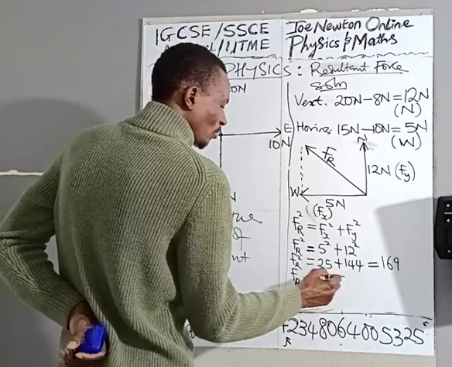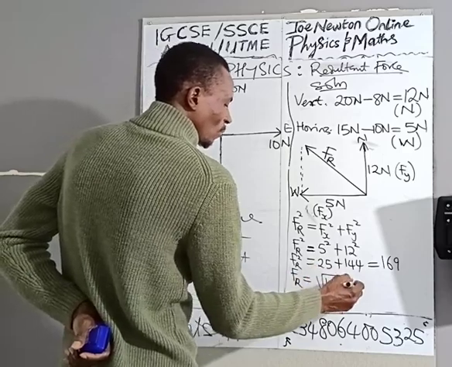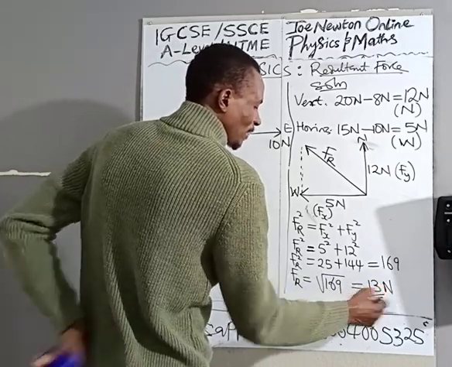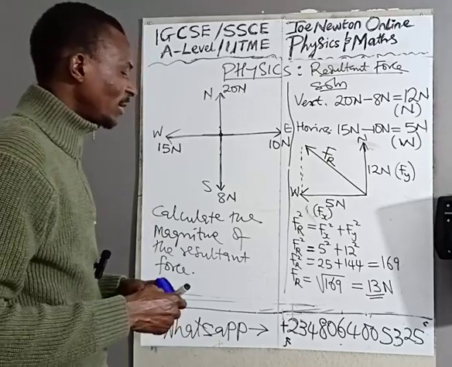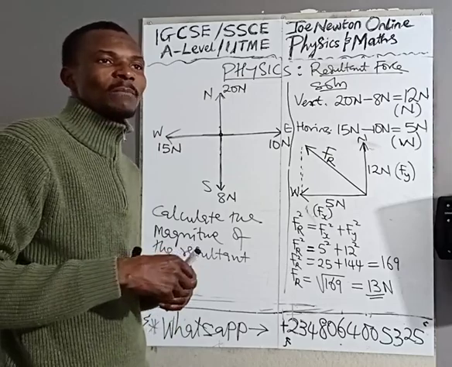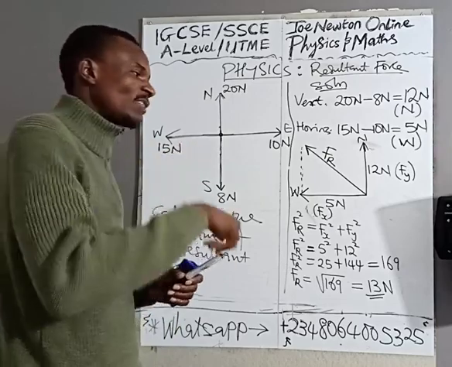So F resultant is equal to the square root of 169, which is equal to 13, because you know that 13 times 13 will give you 169. So when we say square root of a number, we mean which number will multiply itself to give you that same number.